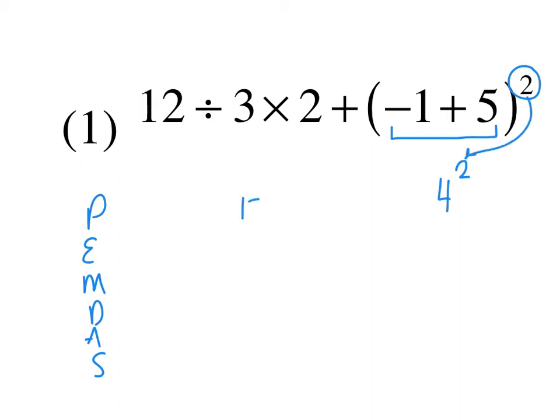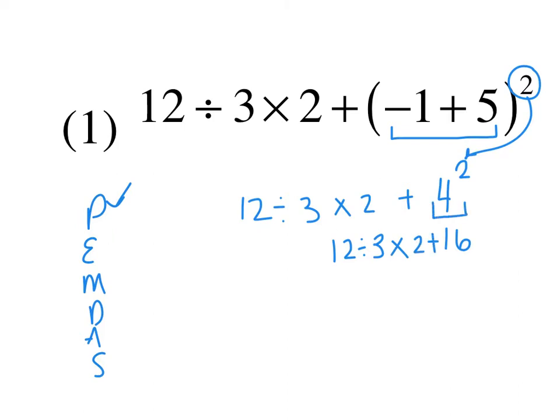And then I have 12 divided by 3 times 2 plus that 4 squared. Next thing I have to do is I have to look, do I have an exponent? Yes, we have an exponent. It's the 4 squared. So here's how we do it. 4 times 4 is 16. So I have 12 divided by 3 times 2 plus 16. I have no more exponents.